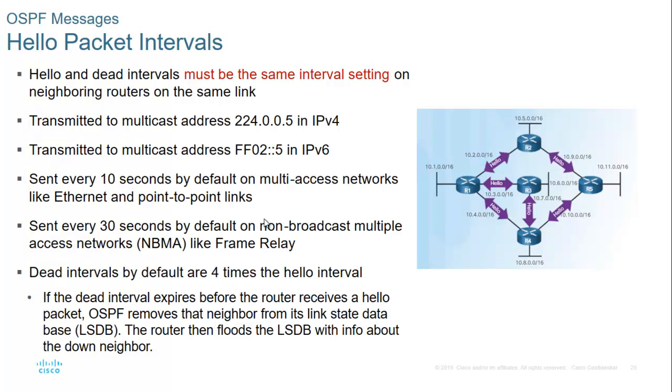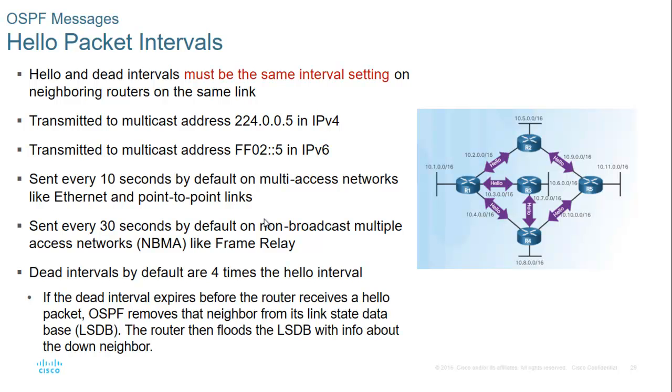Hello and dead intervals must be the same on neighboring routers on the same link. These are some of the things that they have to discuss and agree upon. It is transmitted to multicast address 224.0.0.5 in IP version 4 and FF02::5 in IP version 6. Remember, multicast. The hello packet is sent every 10 seconds by default on multi-access networks like Ethernet and point-to-point links. It is sent every 30 seconds by default on non-broadcast multiple access networks, or NBMA, like frame relay.